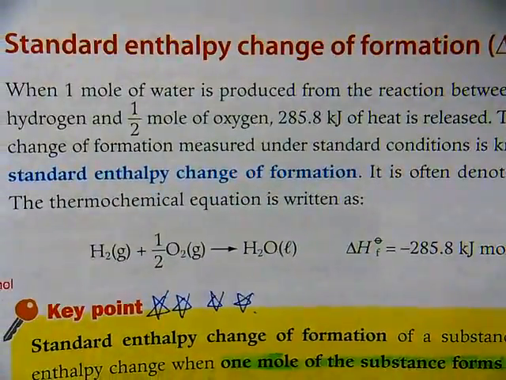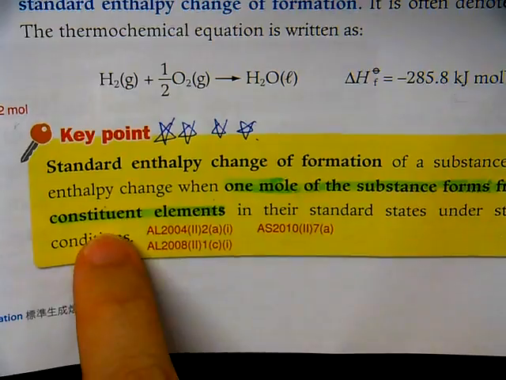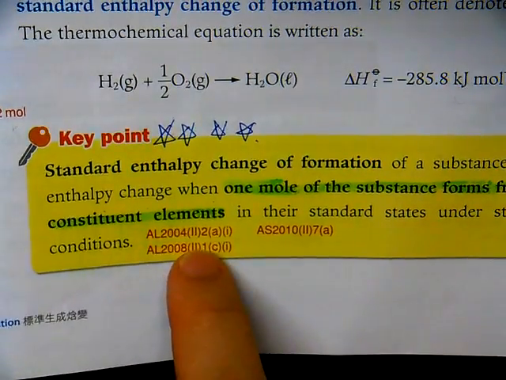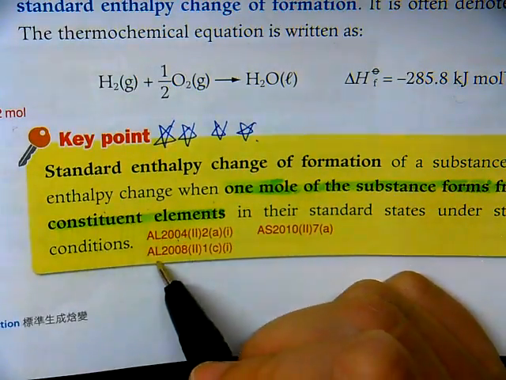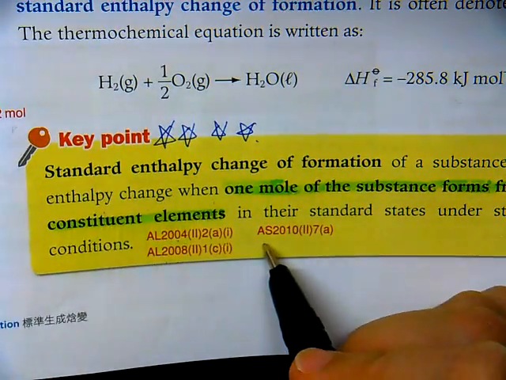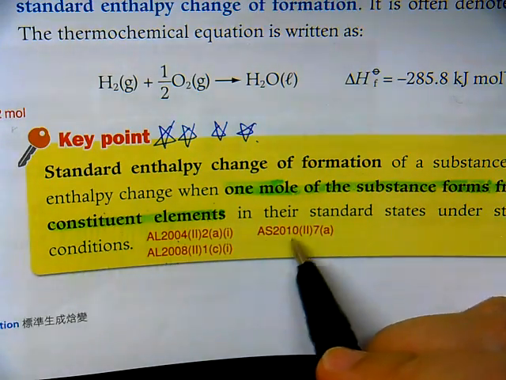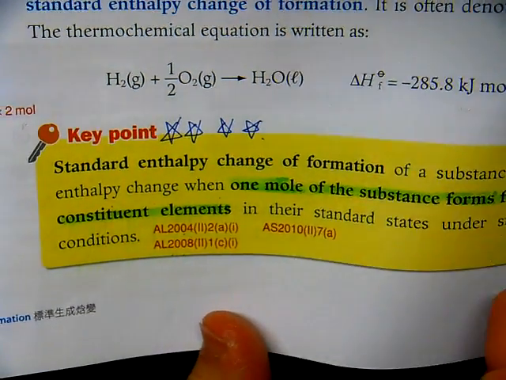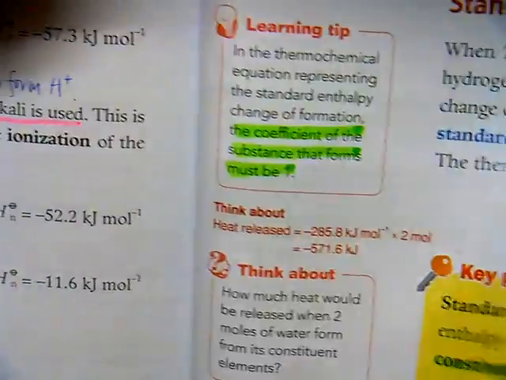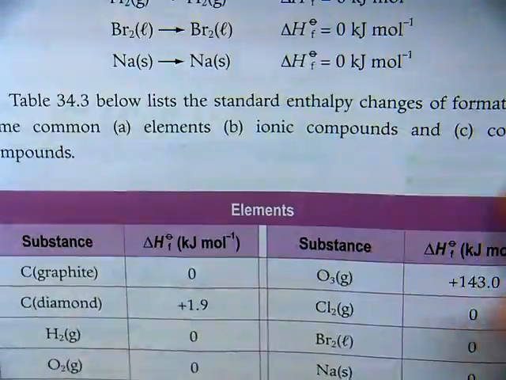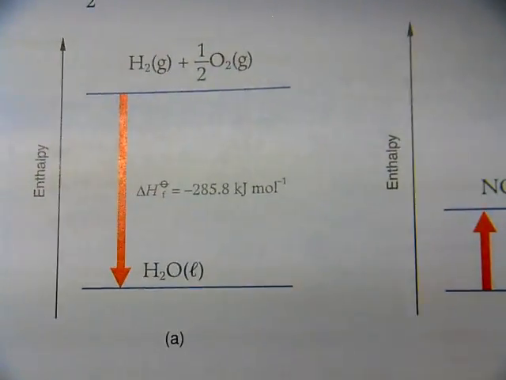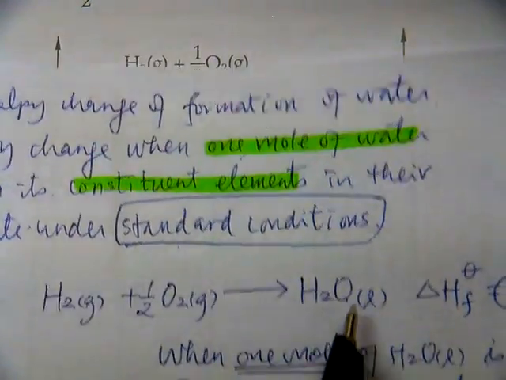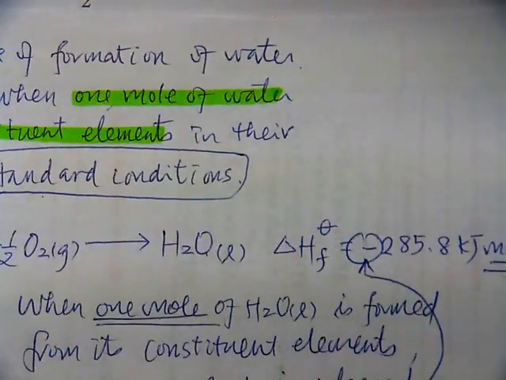Now, look at some tips. This definition has been asked many times before. A-level 2004, A-level 2008, AS level 2010. So very important. Understand? Turn to the next page. Because the heat of formation of water from its elements is exothermic.